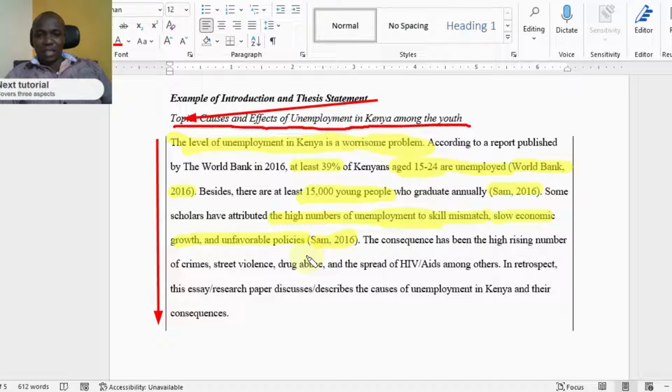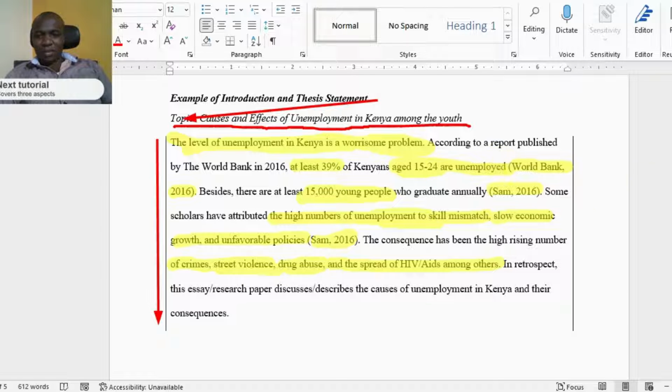Then the consequence has been the high rising number of crimes. Now, what does unemployment cause? It causes increased crimes, street violence. It makes most of these youths engage in drug abuse and other related practices, and spread of HIV, among others.